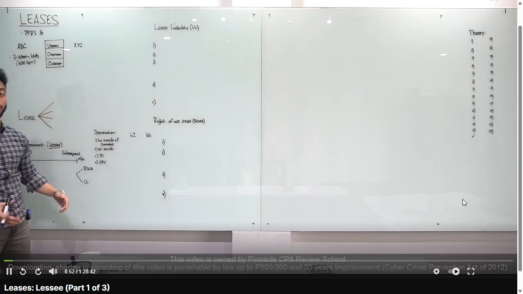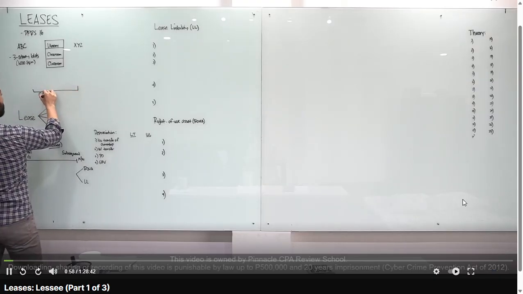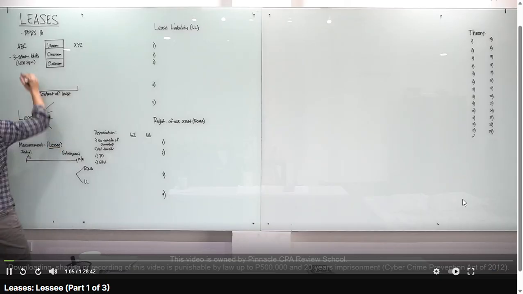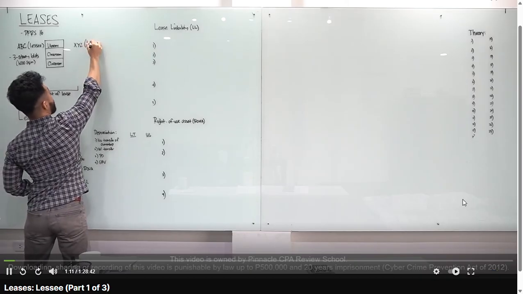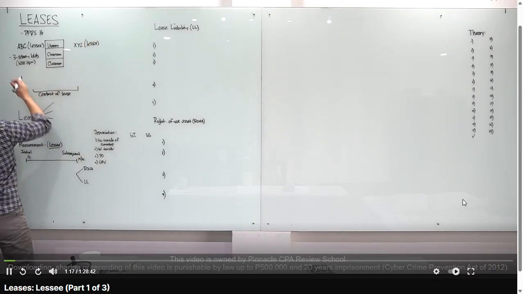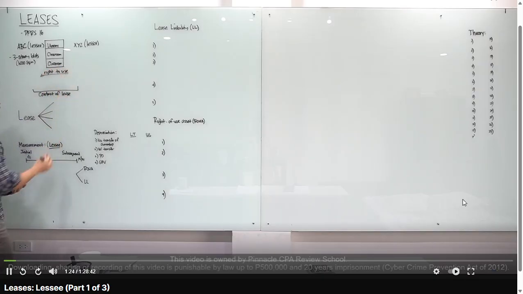Now, XYZ, on the other hand, owns a 3-story building. ABC and XYZ entered into a contract of lease. In a contract of lease, there are two parties. ABC is what we call the lessee, or the tenant. XYZ is the lessor, or the landlord. Okay? In a contract of lease, the lessor gives the lessee the right to use the asset. In this case, the asset is a building, for example, for 10 years.